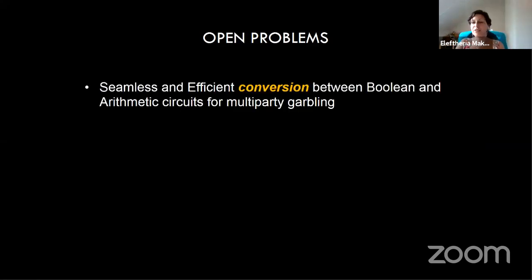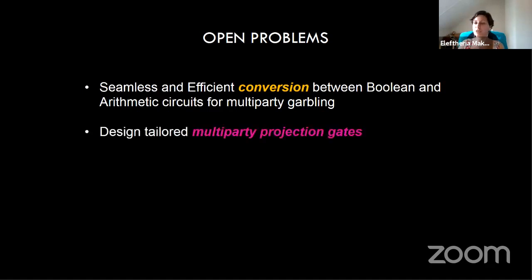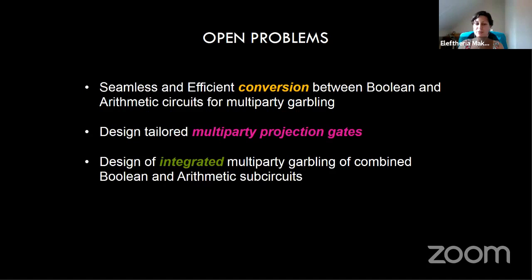So let me close with some open problems. We heard already today about neural networks. So it seems for many different problems it is interesting to have a conversion between Boolean and arithmetic circuits in the multi-party setting. I talked about projection gates also in the multi-party setting, but they have to be tailored, unlike the two-party setting where the constructions are more straightforward. So it would be nice to see what other functionalities we need to do with projection gates in the multi-party setting. And then it would be nice to integrate these optimizations together so that we can have circuits that combine both Boolean and arithmetic parts.